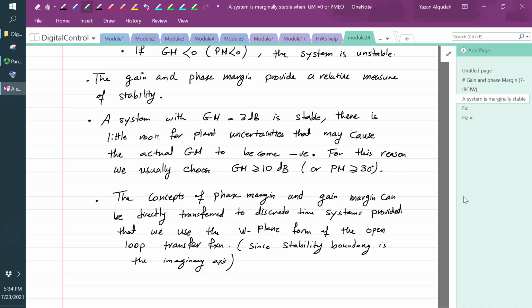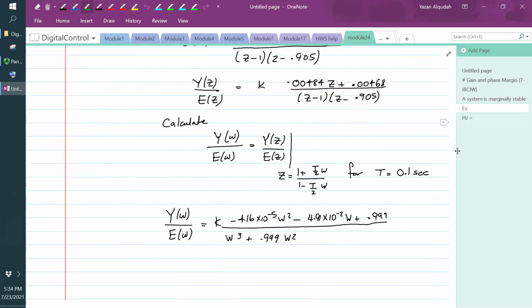Now extending the gain margin and phase margin to discrete time systems can be done, but in order to do that, we have to use the W plane, and therefore we have to do the bilinear transformation on the transfer function before we plot the Bode plots of the system. Okay, so let's do an example.